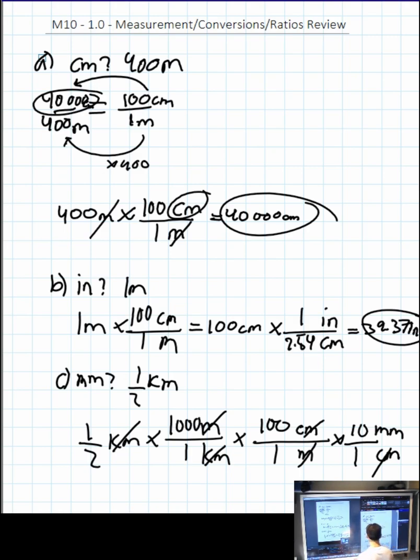1/2, 0.5, times 1,000, times 100, times 10 is 500,000 millimeters. Then just a quick logic check. If you were to walk a kilometer and measure millimeters the whole time, you're probably going to get an answer like 500,000. Let's circle our answer.